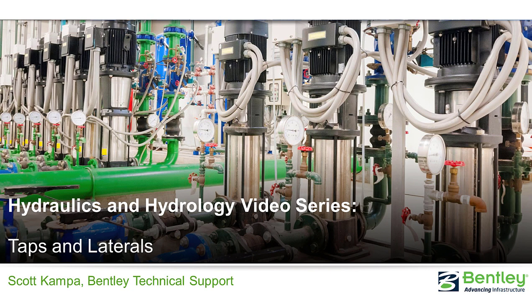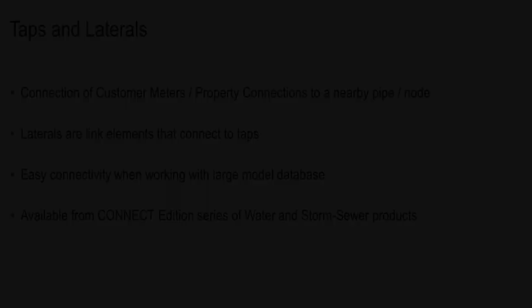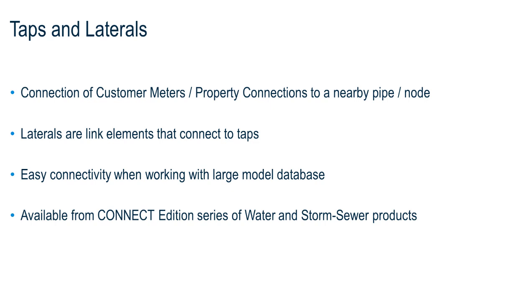Today we'll talk about the new taps and laterals elements that are available in the water and storm sewer products. This feature allows you to connect customer meter or property connection elements to a pipe without splitting that pipe. Laterals are link elements that connect a customer meter or property connection element at one end and to either a tap or a node element such as a junction or a manhole at the other side.